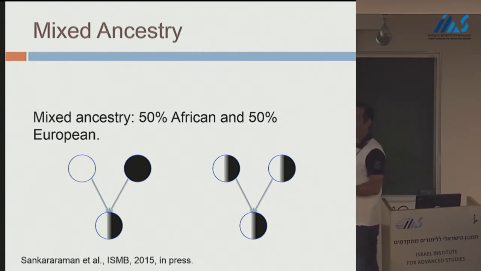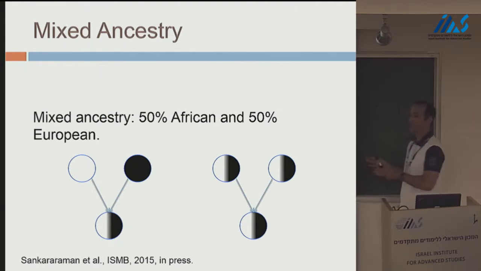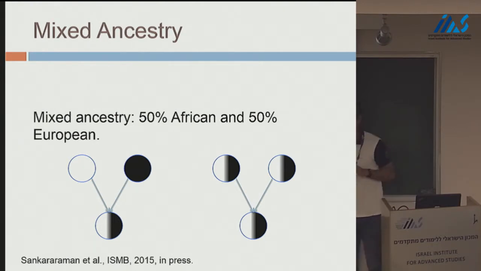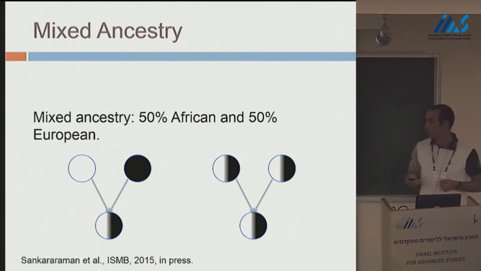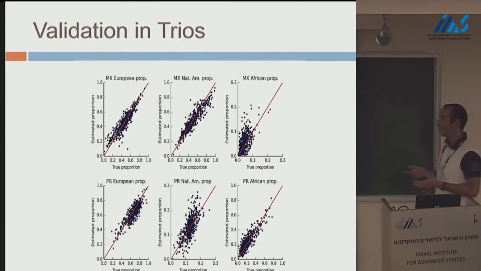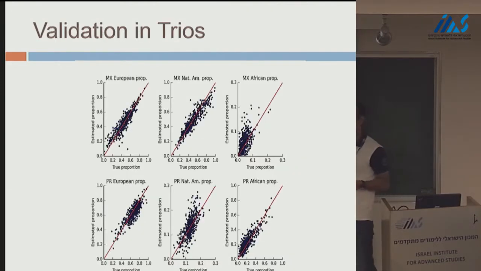So we developed a method that will tell you which is the mother and which is the father. This method can only go 1 generation back. We still don't know how to do it for more than 1 generation. We validated this method using the trios that I showed you before.